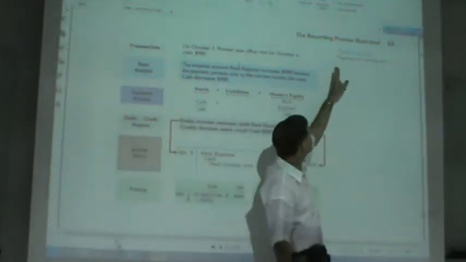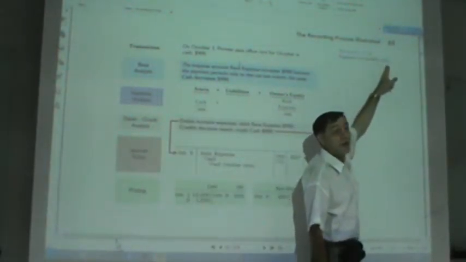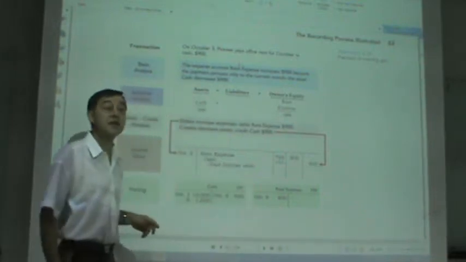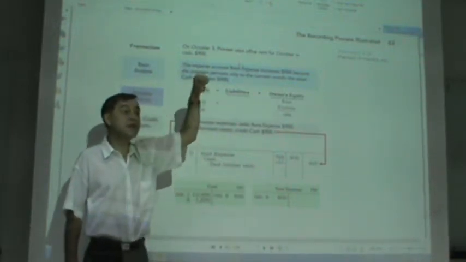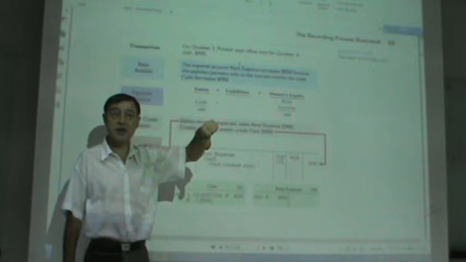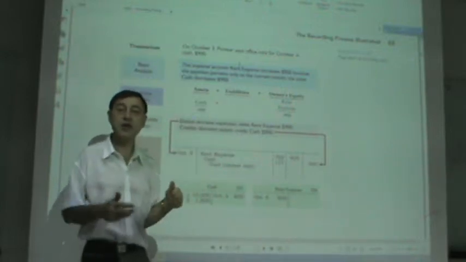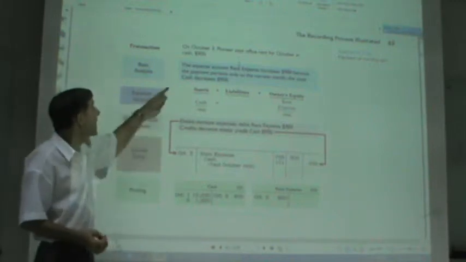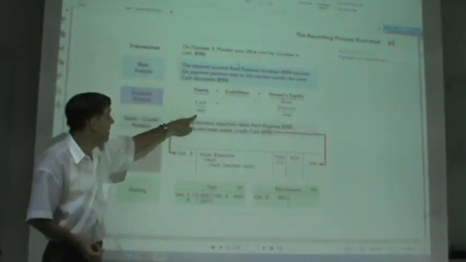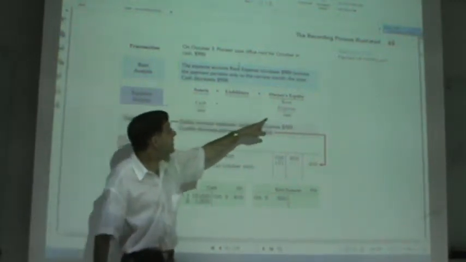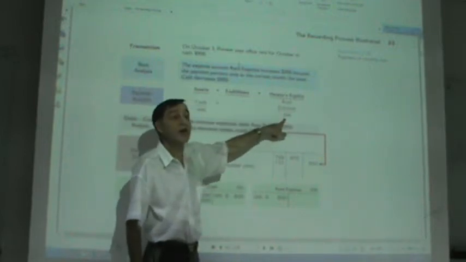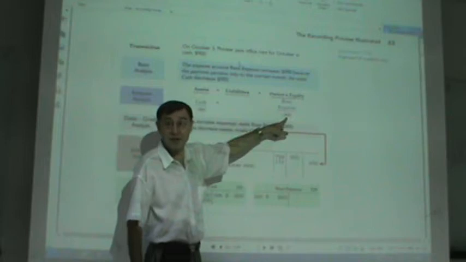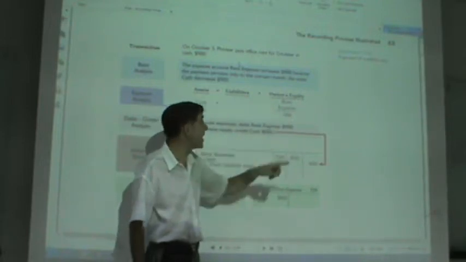Next one is payment of monthly rent. When you make a payment of rent, cash goes down. And rent is actually a rent expense. So if cash is down, rent expense comes out of owner's equity. So it could be rent expense or it could be owner's equity.